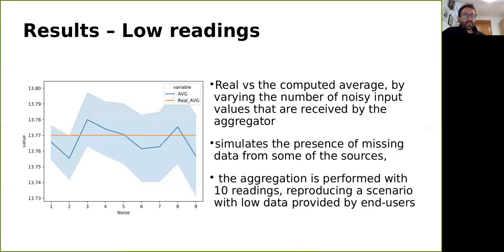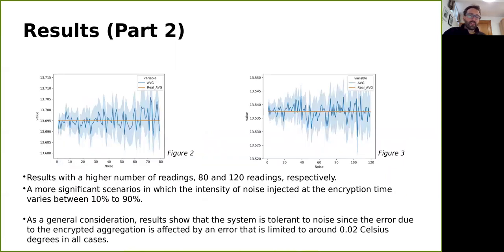And what we have done is to first analyze a low number of readings, to compare the average obtained in the real world versus the computed average with a low number of readings. In the figure, indeed, we report on the orange line the real average compared with respect to the computed average in blue line. And we computed this aggregation by using only 10 readings, so a very few number of readings. Then we extended the number of readings, so increasing the number of data that we can encrypt and send to the aggregator, moving from 80 to 120 readings respectively. And these are the two figures that we reported in this slide.